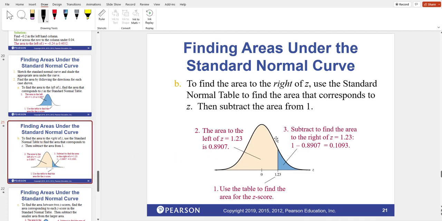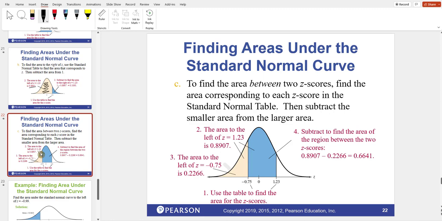If you want to find the area to the right of a z-score, you're first going to find the area to the left of the z-score. Whatever area you get, you're going to subtract from 1. So in this one, they want you to find the area to the right of 1.23. Well, I know the area to the left is 0.8907. So to get the area to the right, which I have in blue, I'm going to subtract 0.8907 from 1, and I get 0.1093. The reason why you subtract it from 1 is because if you take the beige area plus the blue area, that's the whole curve. So that's 1. The area underneath the curve is 1.